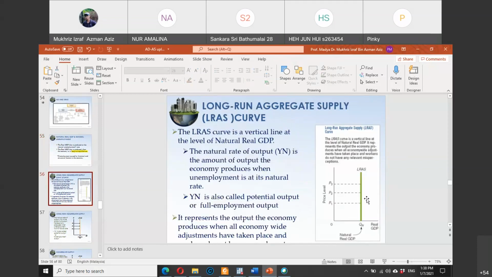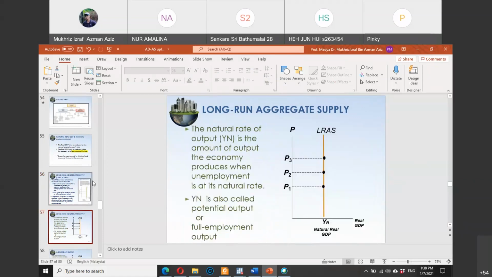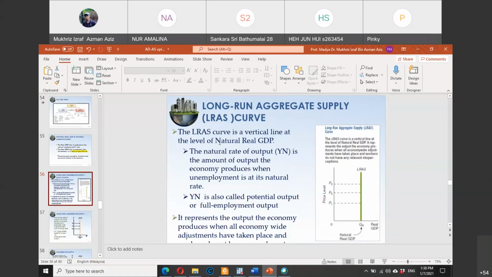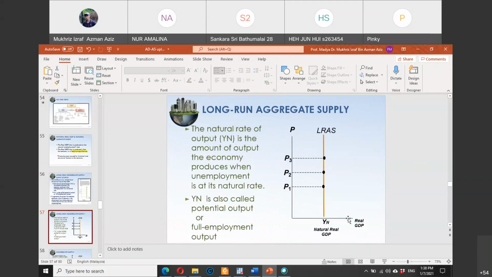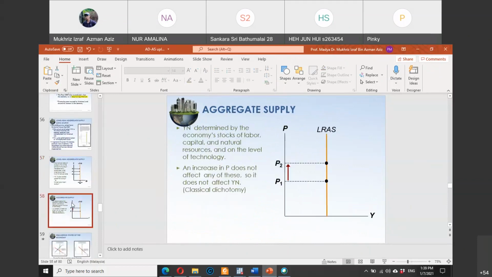So the long run supply curve reflects that output is produced at the maximum capacity, or what we call the natural real GDP. It's vertical because the output cannot be increased anymore. This is the full employment level. So regardless of whether price increases or decreases, the natural real GDP remains constant, remains the same.